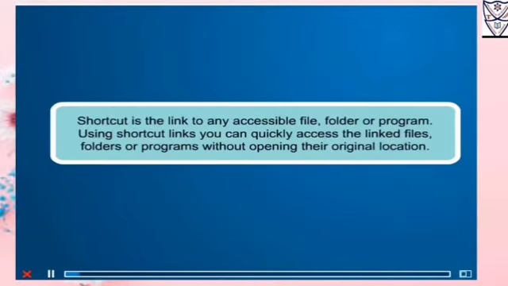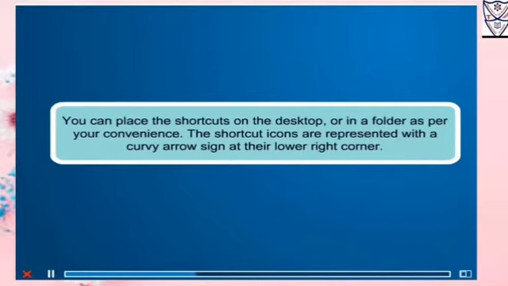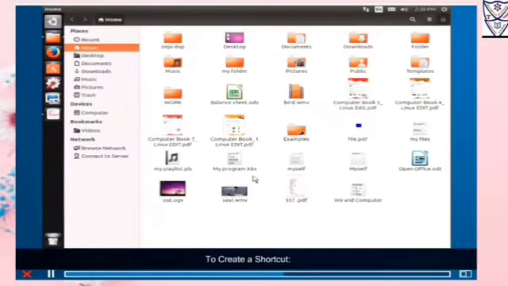Creating shortcut. A shortcut is the link to any accessible file, folder or program. Using shortcut links, you can quickly access the linked files, folders or programs without opening their original location. You can place the shortcuts on the desktop or in a folder as per your convenience. The shortcut icons are represented with a curvy arrow sign at the lower right corner.